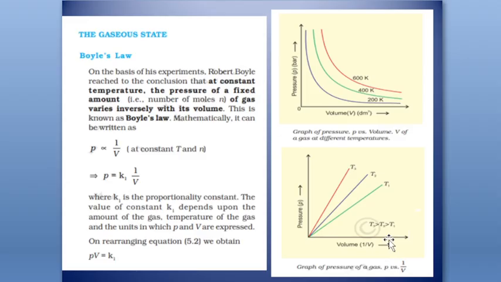Here two graphs are given. One is the pressure versus volume curve, which is a hyperbolic curve, and another is the pressure versus 1 by V curve, which is a straight line. So T1, T2, T3 are three different temperatures, where T3 is greater than T2 is greater than T1.